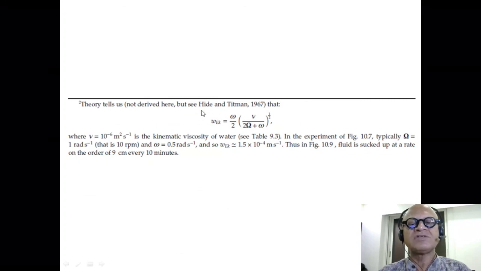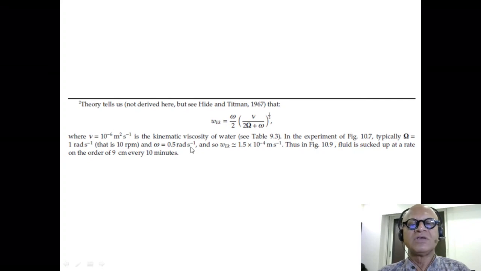So this I showed before. The theory that is derived by Hide and Titman in 1967 shows W Ekman to be omega over 2 times nu over 2 omega plus omega to the 1/2, where nu is 10 to the minus 6 meter squared per second, the kinematic viscosity of water. And in the lab experiment that we saw, omega was set to 1 radian per second, the rotation rate of the tank. Very slow, 1 radian per second, 10 RPM. So omega is 0.5 radian per second.